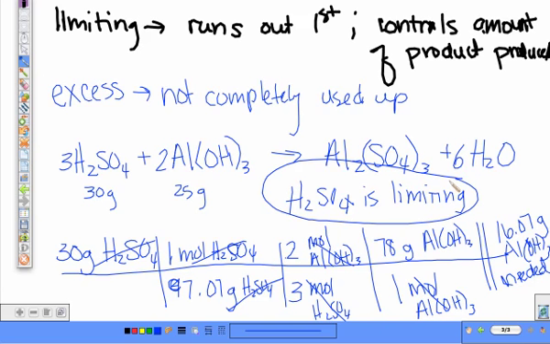So then another question that it could have is which one's the excess? That would be aluminum hydroxide, yep. And how much excess do we have? How would we figure that out? Yep, so we have 25 grams and we use up 16.07. So we're going to subtract those two, and that would give us 8.93 grams left over of aluminum hydroxide.